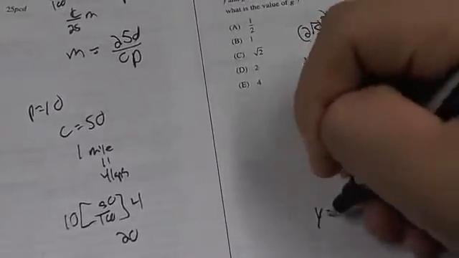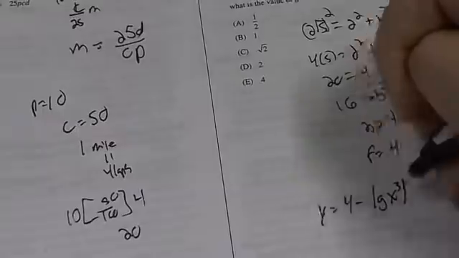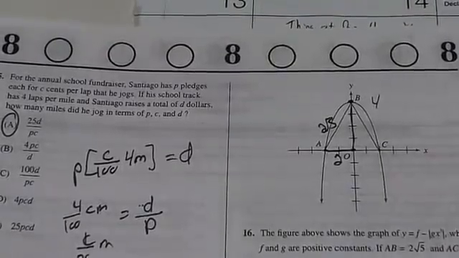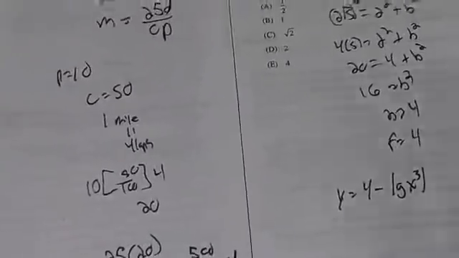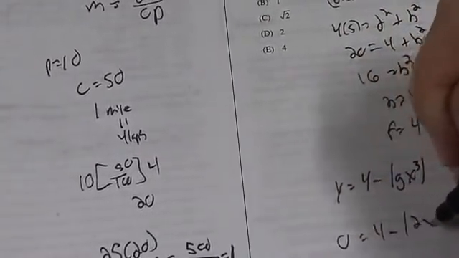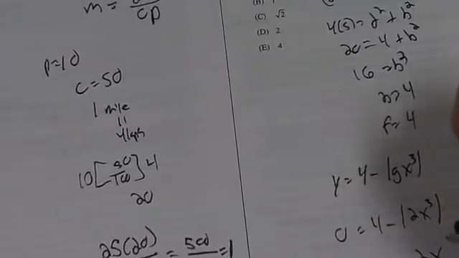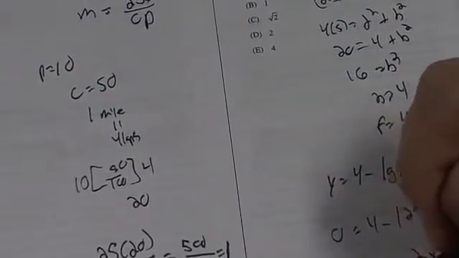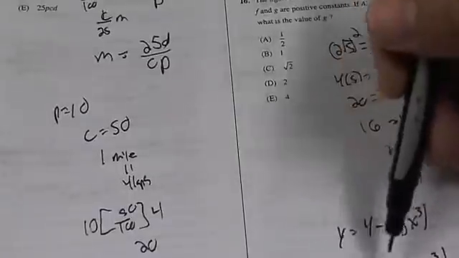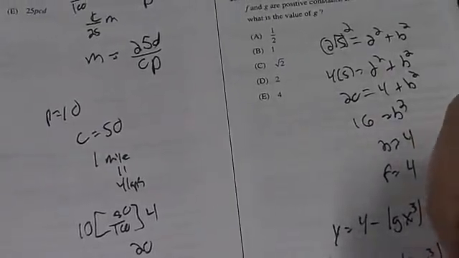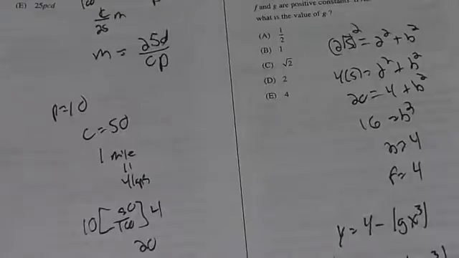So y is equal to 4 minus g times x cubed. If we look at the graph, when x is 2, it has to equal 0. So 0 is equal to 4 minus the absolute value of 2 times x cubed. So this means 4 is equal to 2x cubed. Oh, hold on. I messed up somewhere. What did I do wrong?